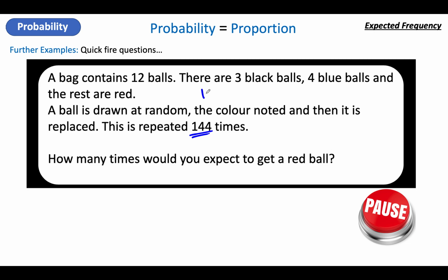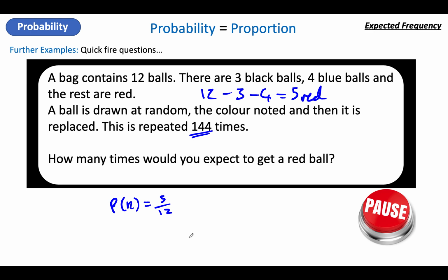Well, how many reds are there? 12 is the total. Take away the number of black. Take away the number of blue. And what we're left over is how many reds there must be. So there are 5 red balls. So what's the probability of getting red? It's 5 out of 12.